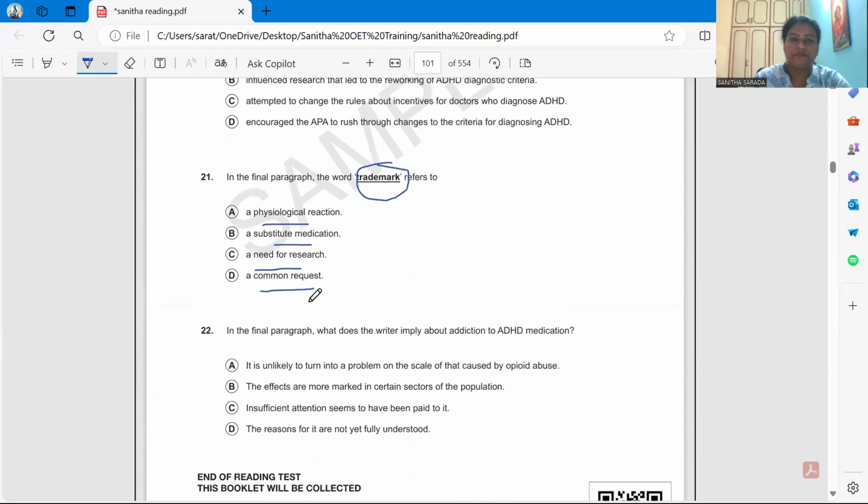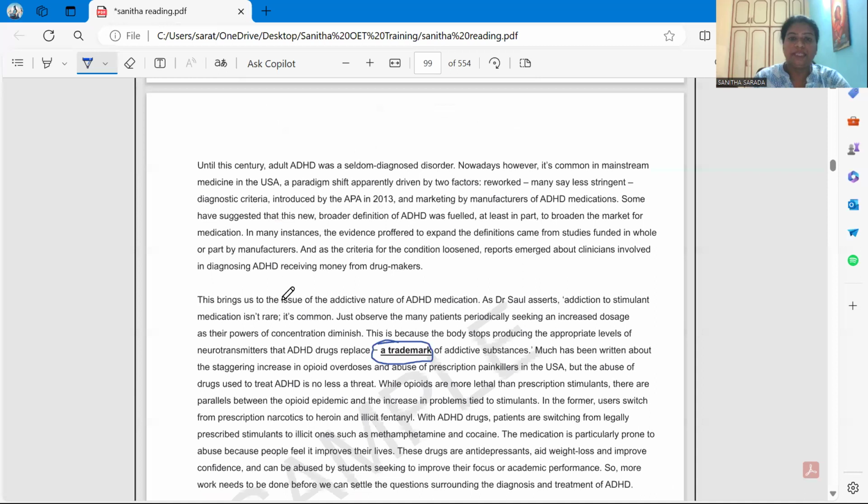In the final part, the word trademark refers to, that is the question. So now we are going to read the sentence. This brings us to the issues of the addictive nature of ADHD medication. As Dr. Sol asserts, addiction to stimulant medication is not rare, it's common. Just observe the many patients periodically seeking an increased dosage as their powers of concentration diminish. This is because the body stops producing the appropriate level of neurotransmitters that the ADHD drug replaces, a trademark of addictive substances.